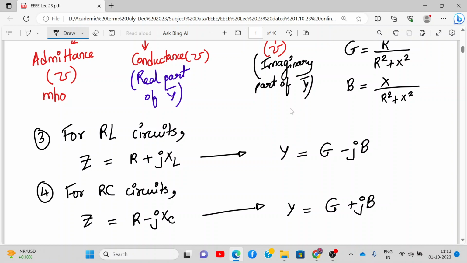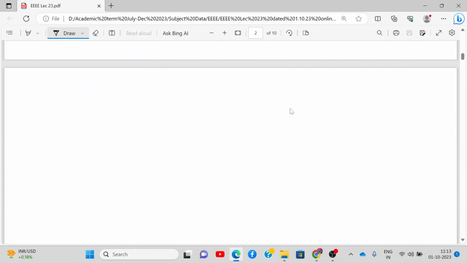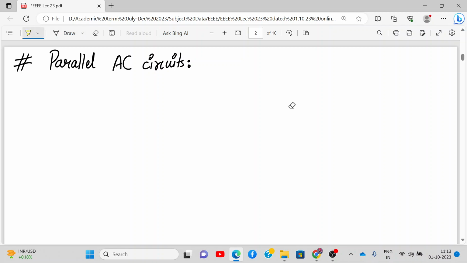Now we start with parallel AC circuits. I hope you have written up till now. So please note down this diagram.